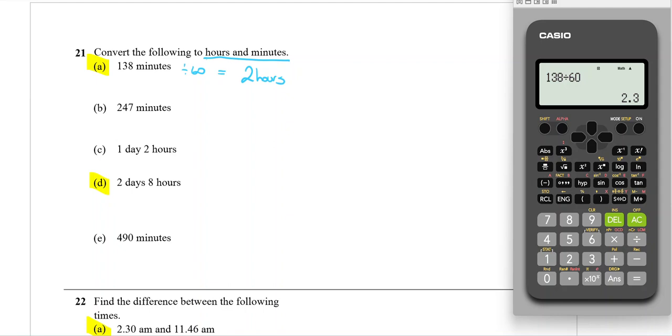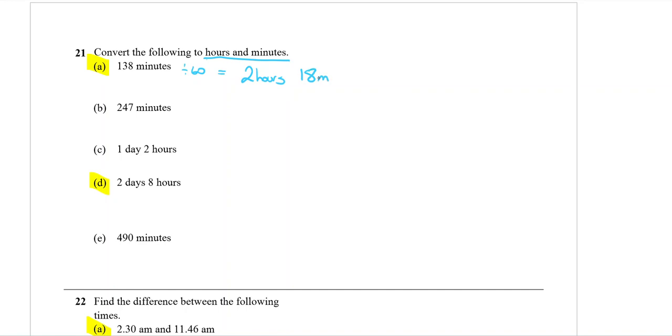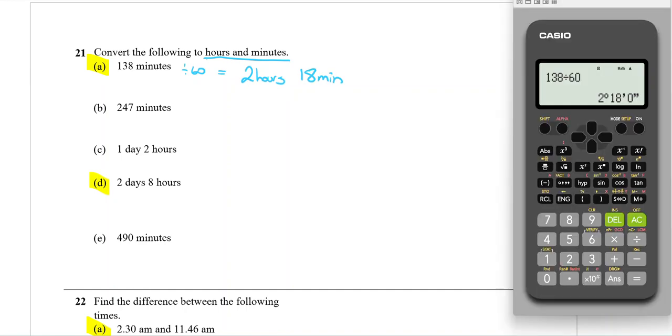Yes, I call it the bubble button, that's right. If you push that, there it is. It does 2 hours, 18 minutes, and the next number would have been seconds, but there wasn't any. So 2 hours, 18 minutes. It's called the degrees, minutes, seconds button. That's its proper name, but it just looks like a bubble. Its nickname is the bubble button. Okay, let's do the next one.